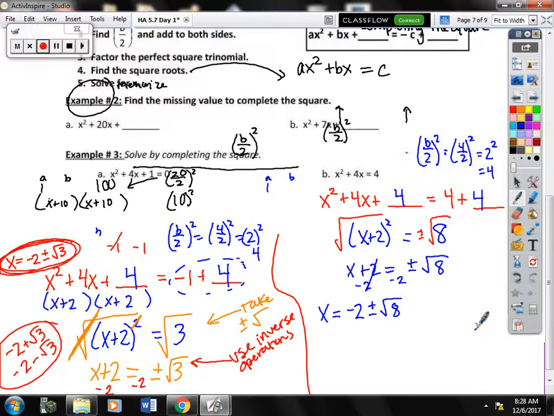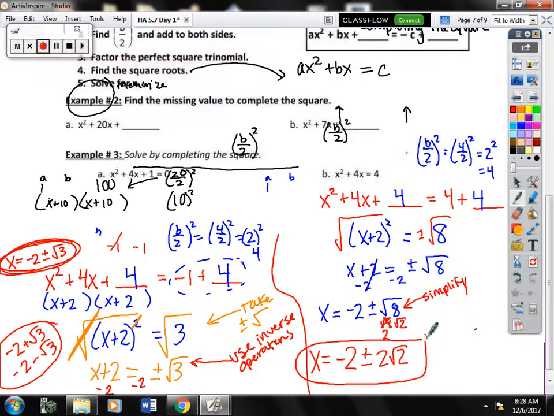Why is this not my final answer? Abby? You can break down the square root of 8. Good. You can break down and simplify the square root of 8. So this will become the square root of 4 and the square root of 2. The square root of 4 is 2. So my final answer here should be negative 2 plus or minus 2 square roots of 2. You cannot combine the negative 2 and the positive 2 because this is multiplication and this is addition. So those have to stay together.